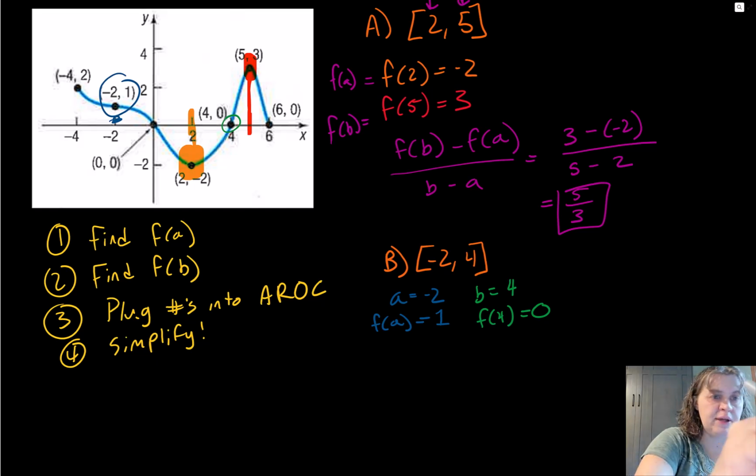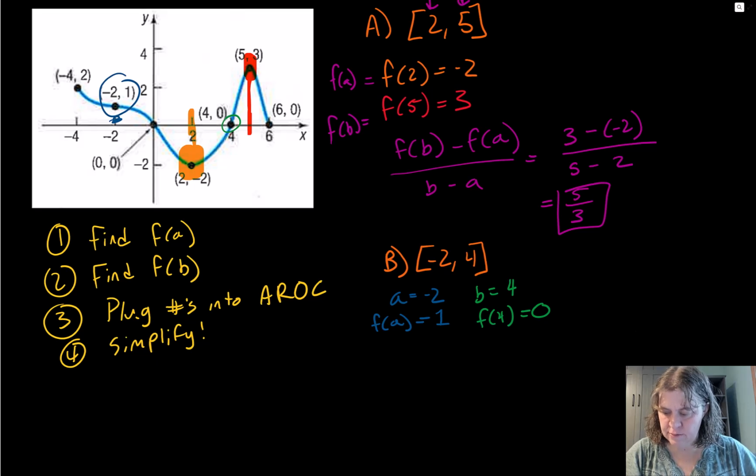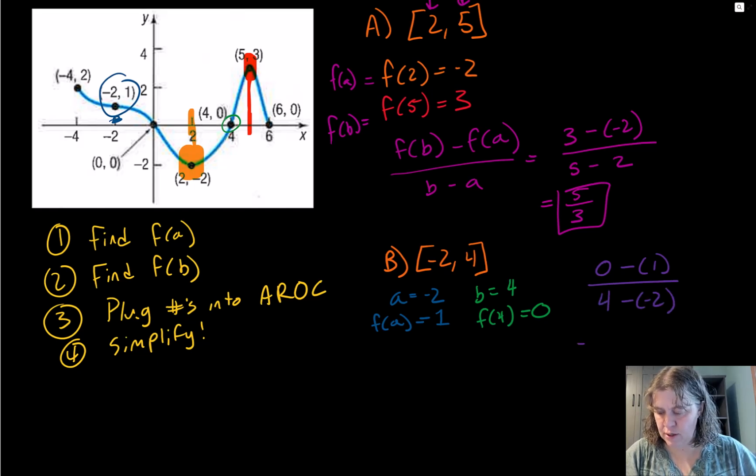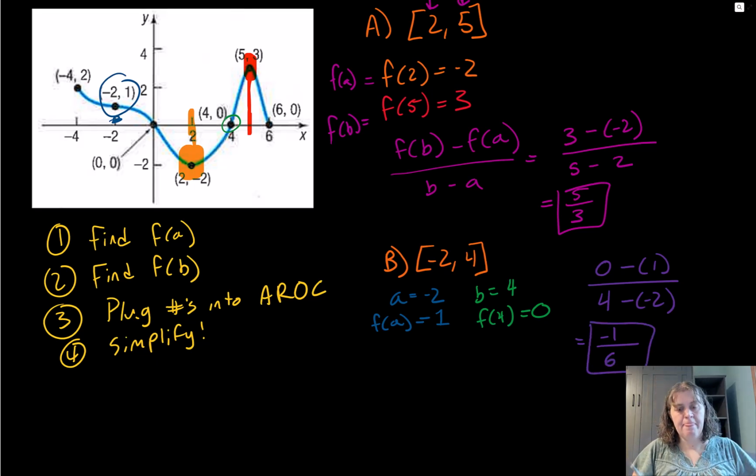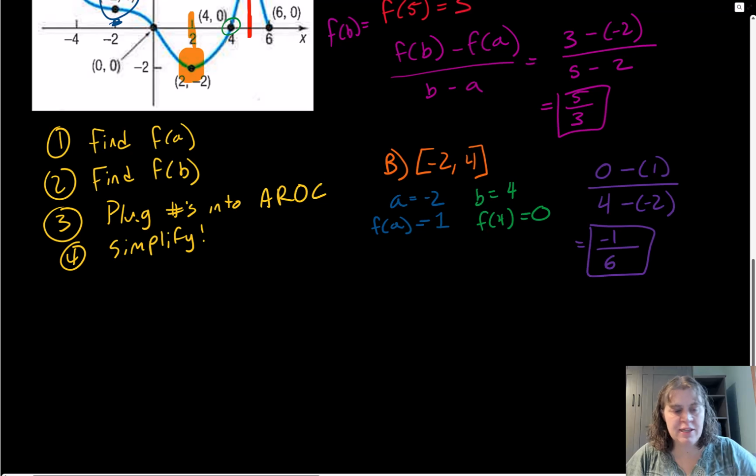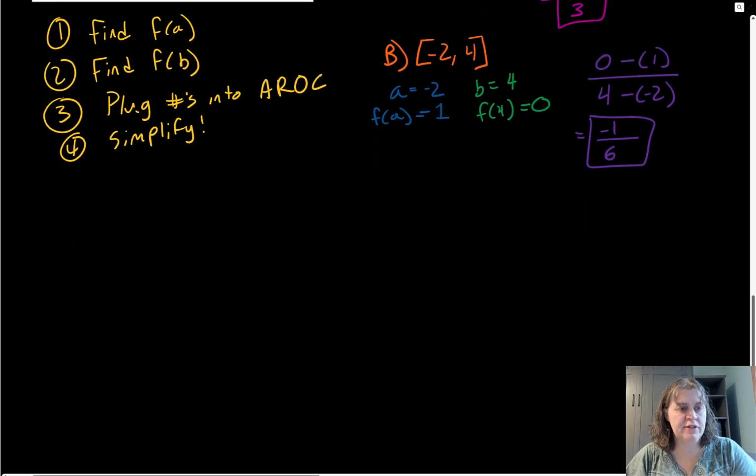Okay, so now I go pluggy chuggy into my thing. And so I've got 0 minus 1 over 4 minus negative 2. So that's going to equal negative 1 over 6. Boom shakalaka. Not too bad. All right, so that's when we're dealing with a graph. Dealing with graphs is nice.